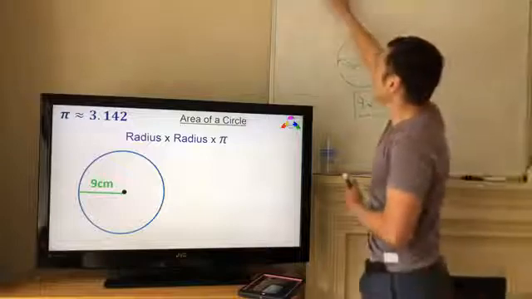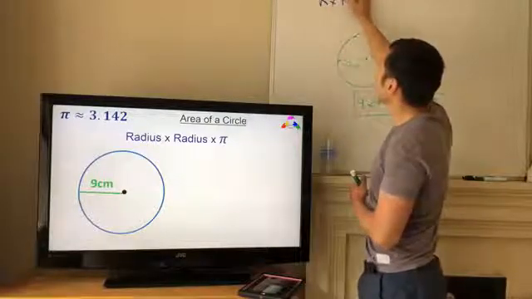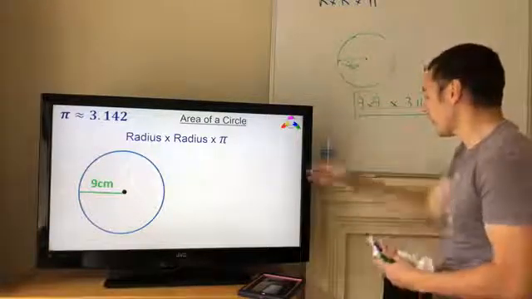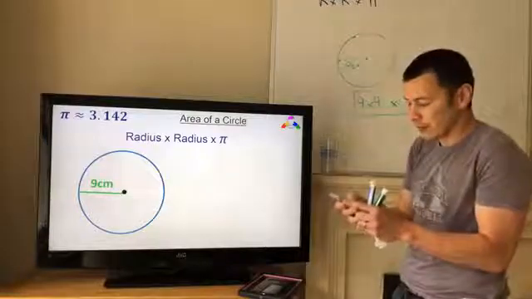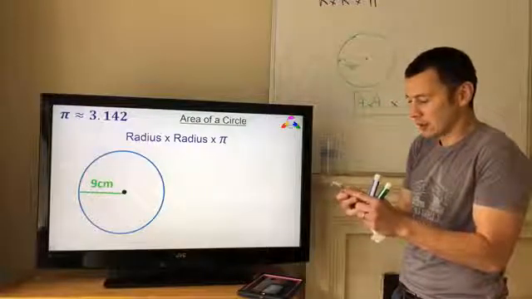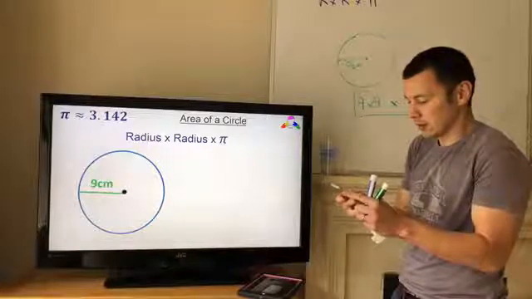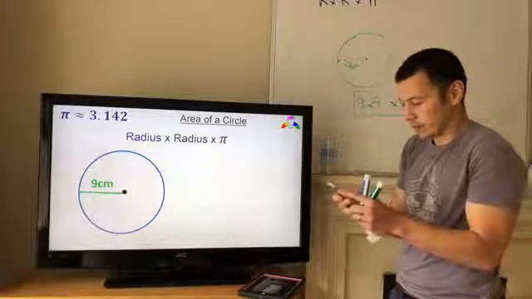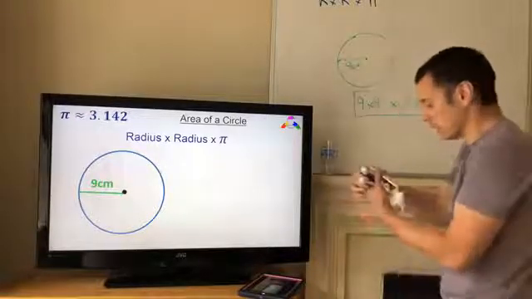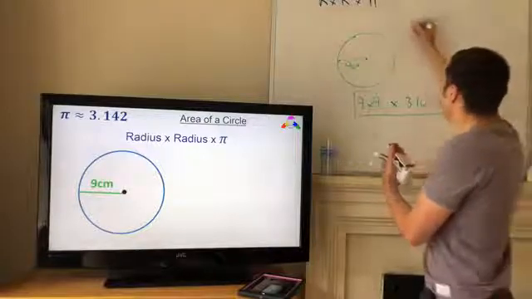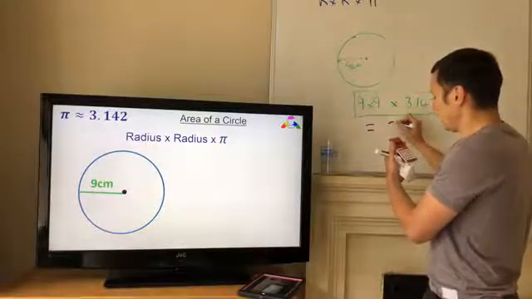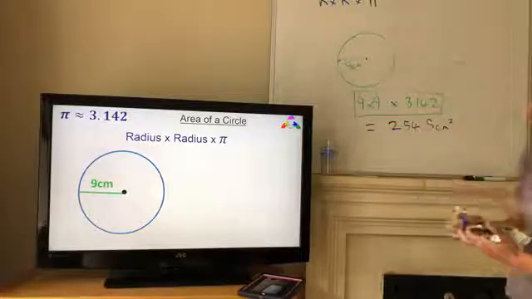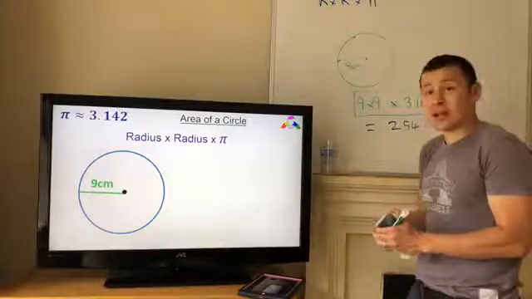Or as a formula, radius squared times pi is the area of a circle. So for this one, I'll be doing 9 times 9 times 3.142, which gives me an area, so it's measured in square centimetres, not in centimetres. Okay, hopefully that makes sense.